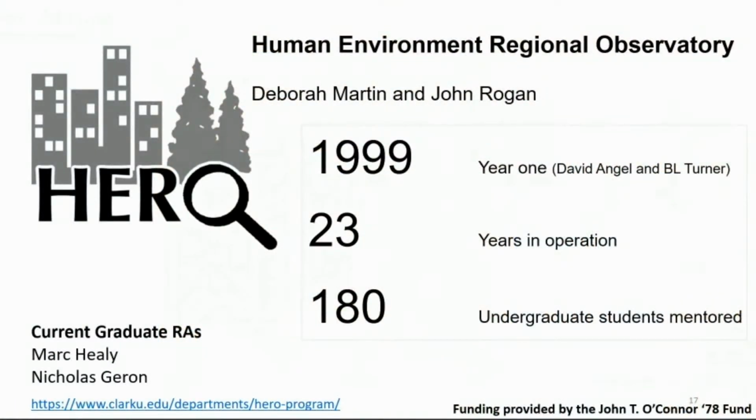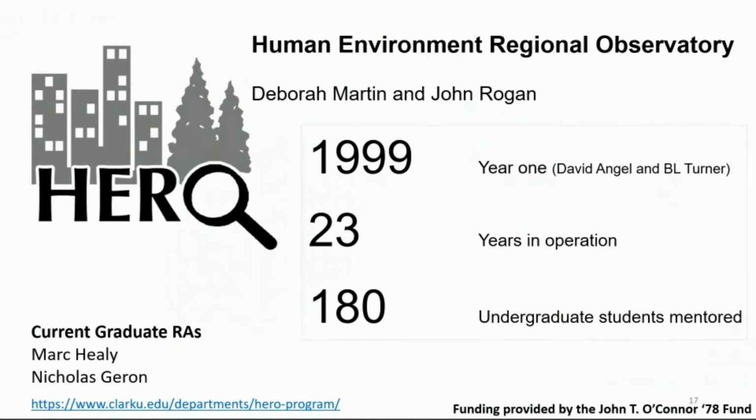And some important numbers for you. It began in 1999 with an investment from the John T. O'Connor Fund, and that fund has sustained HERO over the 23 years. It was founded by David Angel, a former president of Clark, of course, and Billy Turner, who was a former faculty member here.